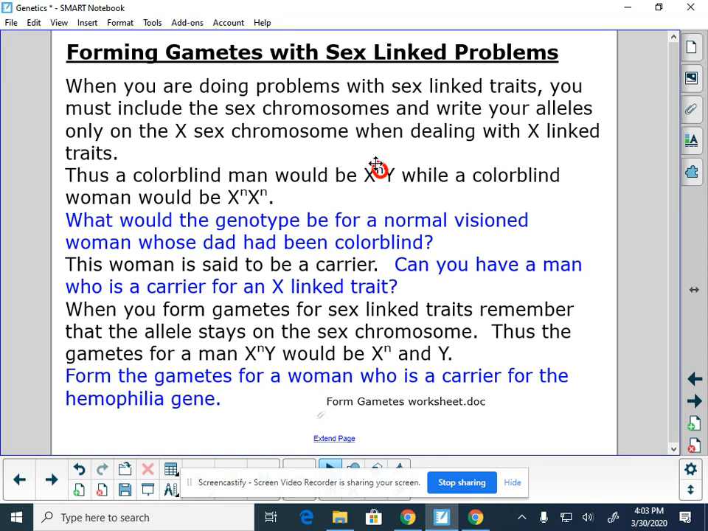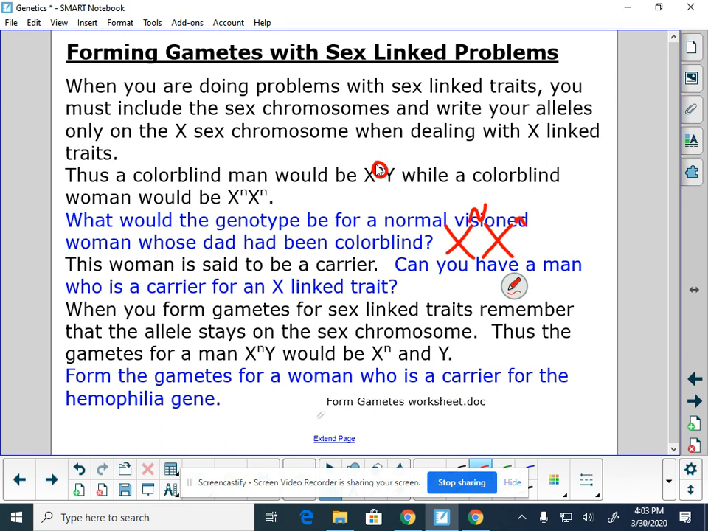What would the genotype be for a normal vision woman whose dad had been colorblind? So a normal vision woman, let's start with their sex chromosomes. Females have two X's. If she's normal visioned, that means she must have the dominant allele on one of the X's, a capital N. But if her dad was colorblind, she must have inherited the recessive allele on the other X from dad. This woman is said to be a carrier.